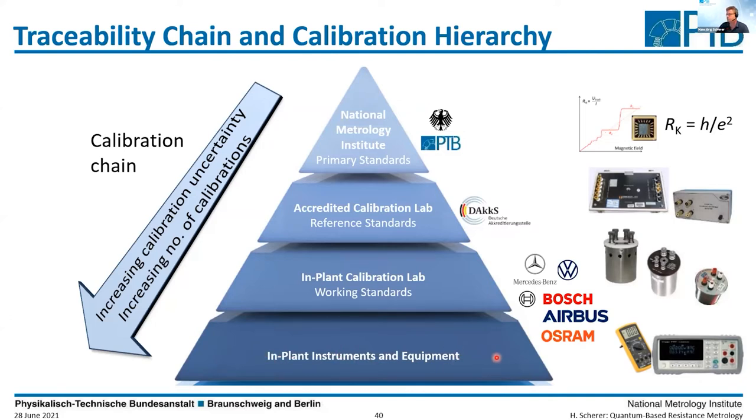And of course, if you go down from the level of the National Metrology Institutes to the real user instruments, you have on the one hand the calibration uncertainty that is increasing because you lose accuracy in each of these calibration steps. On the other hand, of course, due to the multiplication effect here, you have a huge number of calibrations that you do at the bottom level.